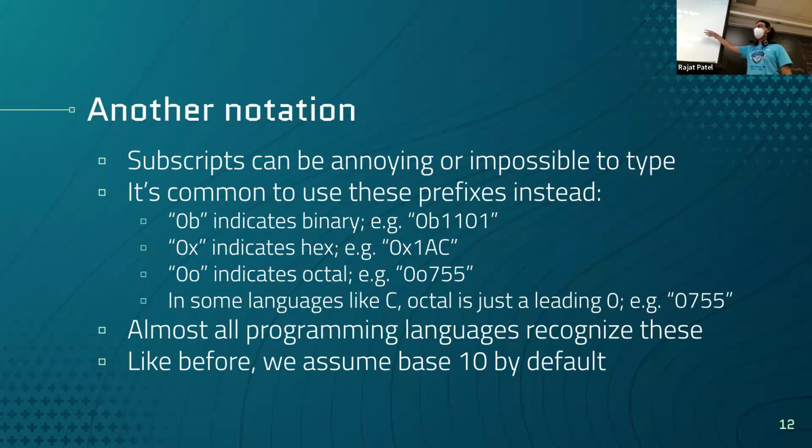So use the prefix 0b for binary. So you can do like 0b 1101, 0x for hex. So like here we have 0x1ac. And for octal, it's a little weirder. There's either 0o, and then there's some programming languages like C where you just put a leading 0. So like this 0755. Almost all programming languages will recognize these, with octal being the weird one, where some programming languages recognize one, some recognize the other. And like before, we usually just assume base 10 by default.